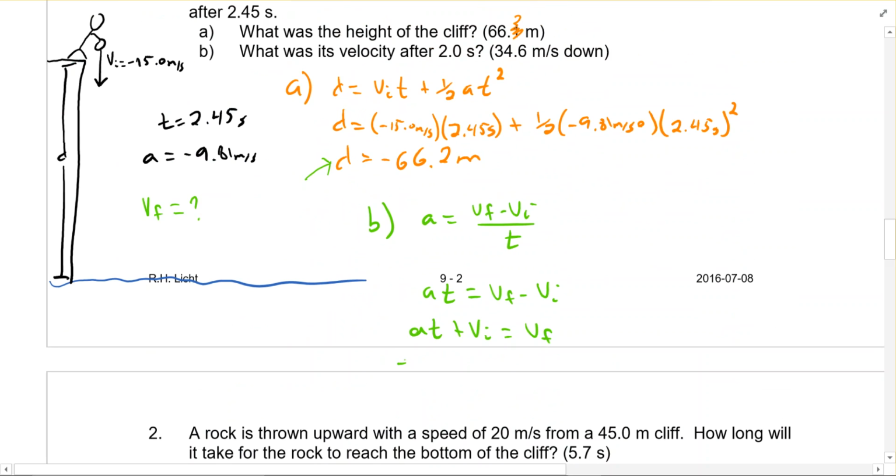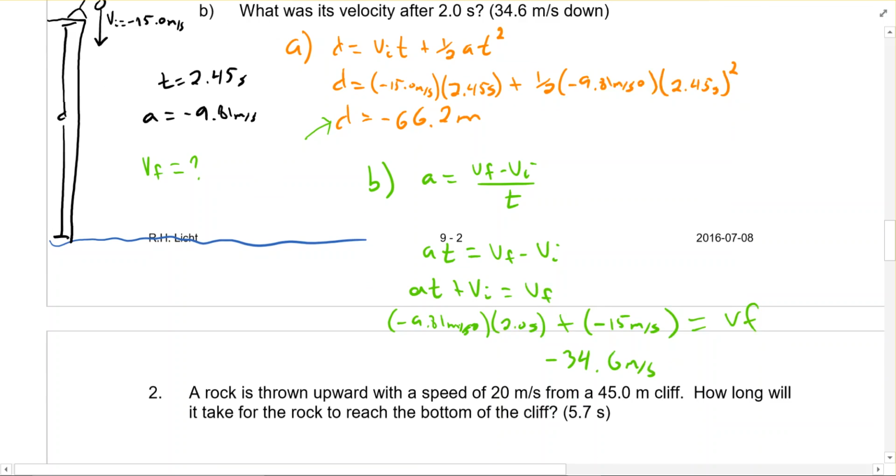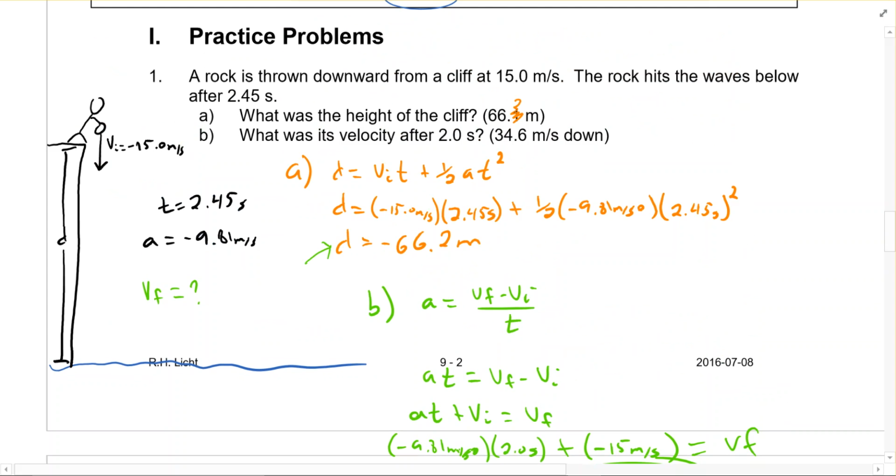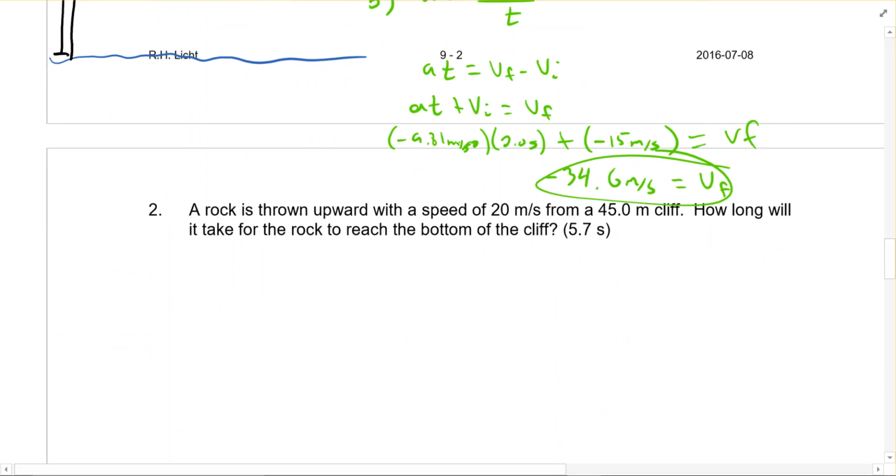So we got negative 9.81 meters per second squared times a time of 2 seconds is our new time, plus our initial velocity was negative 15 meters per second is equal to VF. So then if you put that into your calculator, you get negative 34.6 meters per second. So that also means 34.6 meters per second down, which is what my answer is here. Okay, so that's number 1.